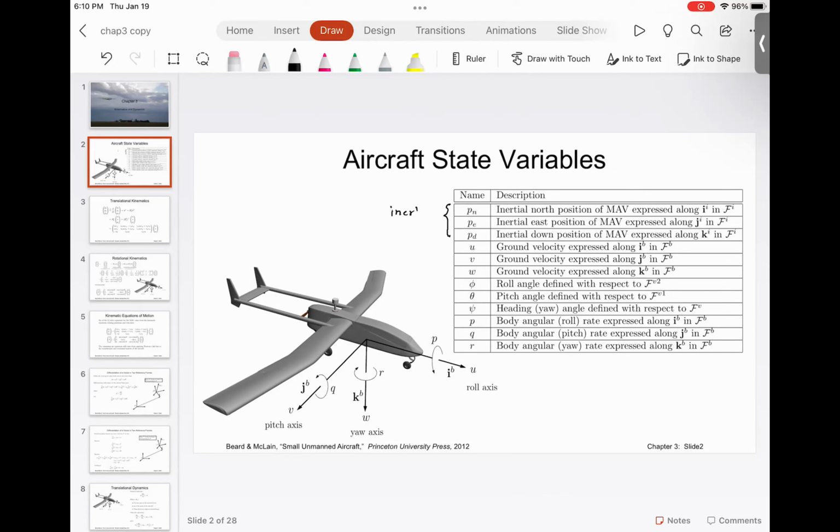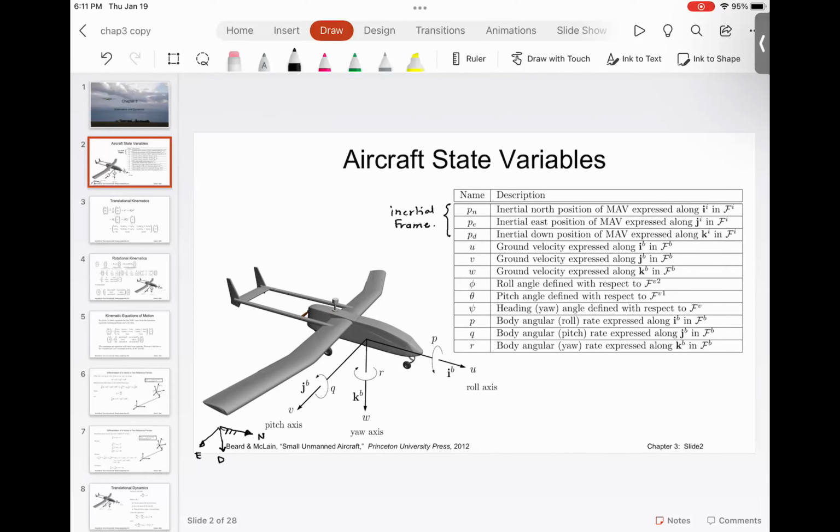So this is the inertial frame. You have this inertial frame that is fixed, and I'm going to show it somewhere over here. This is my inertial frame. So this is going to be north, this is going to be east, and this is going to be down. And this frame is fixed.